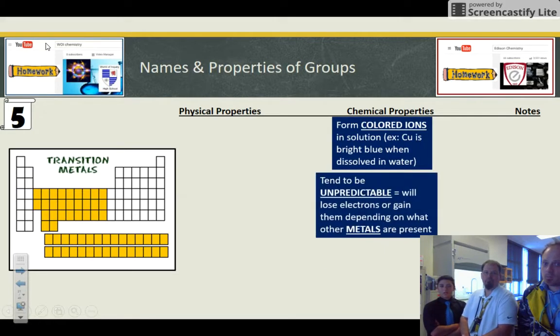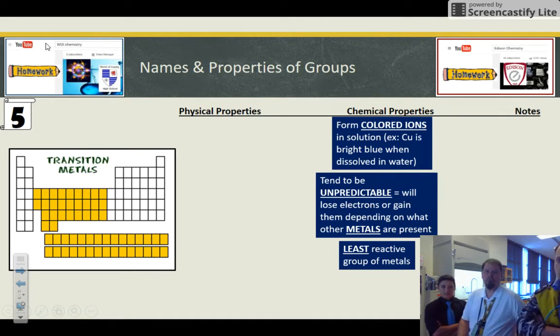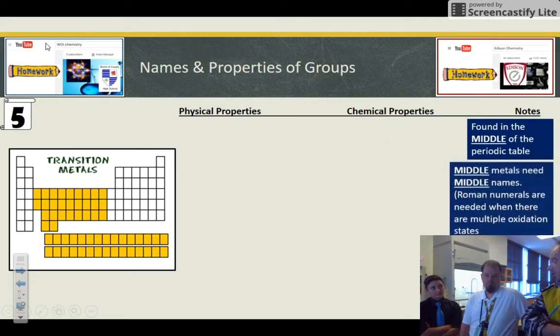They form colored ions in solution. Copper makes a bright blue in water. They are unpredictable. You don't know if they're going to lose or gain their electrons. Depends on what else is there with them. And they are the least reactive of the metals. These are the metals that you could find bare naked on the surface of the earth, like gold.